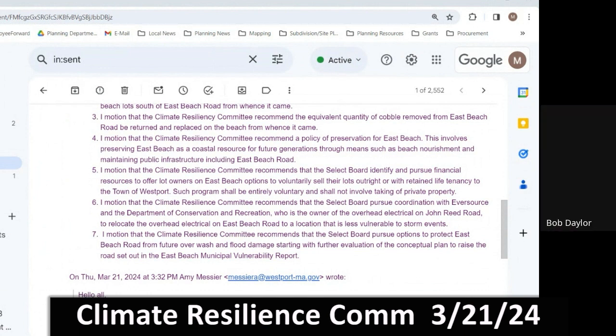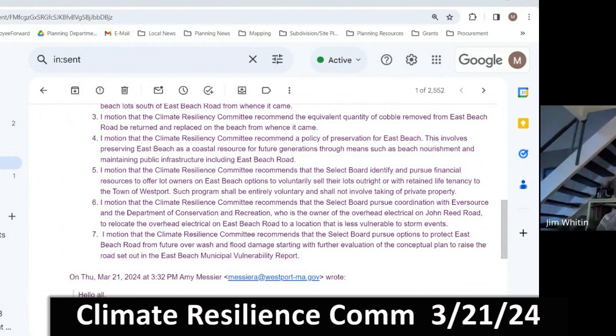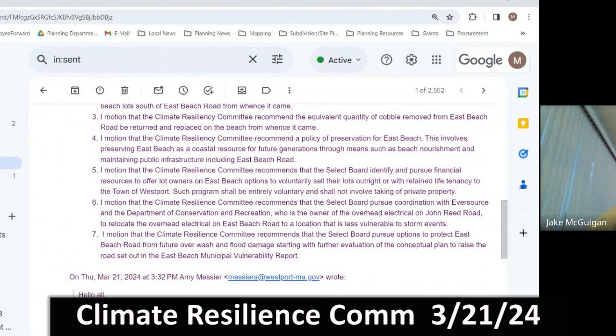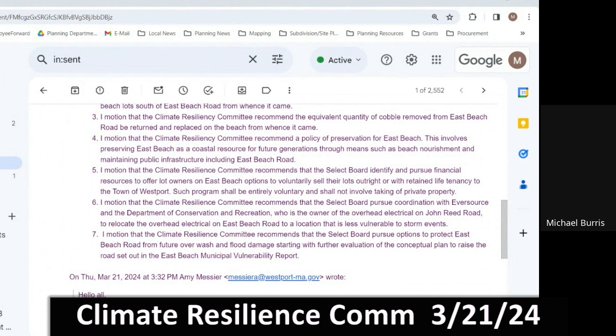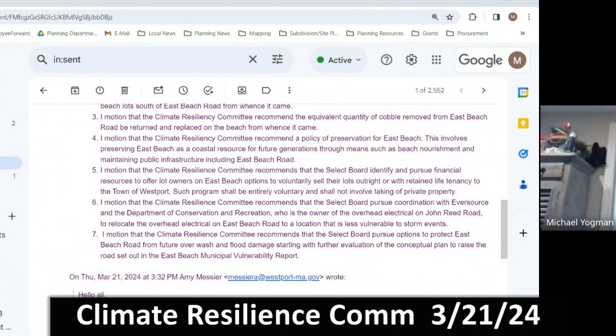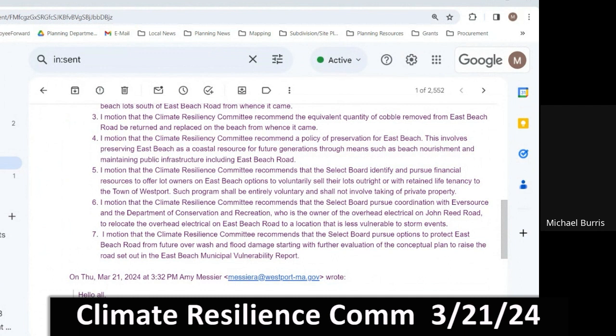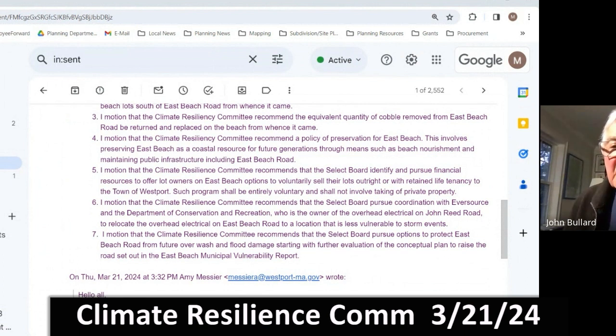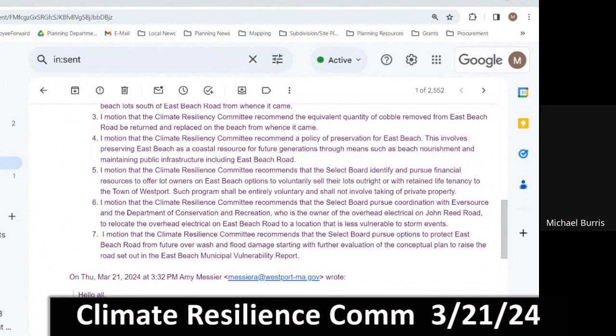Let's go, Michael, to a roll call. John Bullard. Yes. Shauna Shufelt. Aye. Jim Whitten. Yes. Jake McGuigan. Yes. Jeff Canton. Yes. Tony Vivenzio. No. Kevin Kurt. No. Michael Yogman? Yes. Bob Daler? Yes. Dave Sprogis? No. Michael Sullivan? Yes. Phil Weinberg? Yes. Sean Leach? John Leach? I don't see him. I think he may have left. Okay. Well, that carries 9-3.